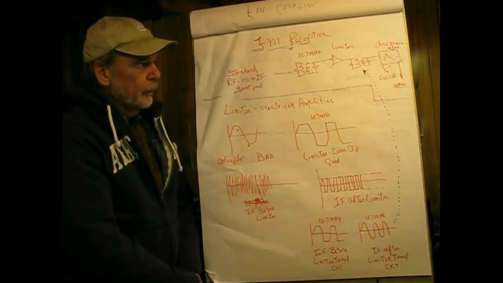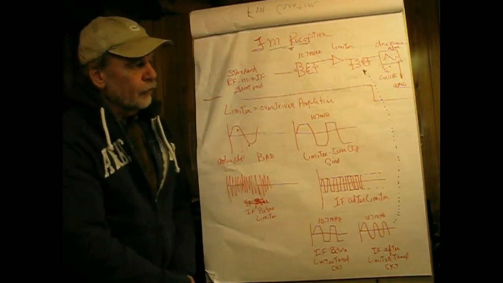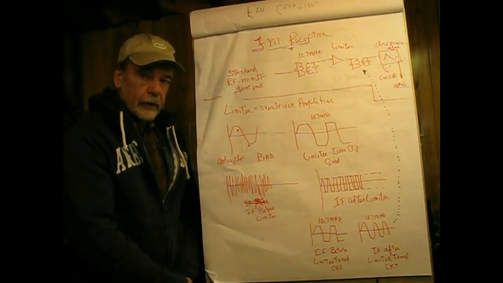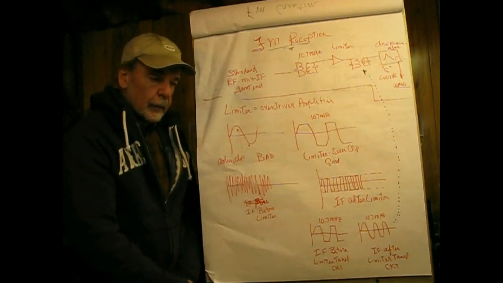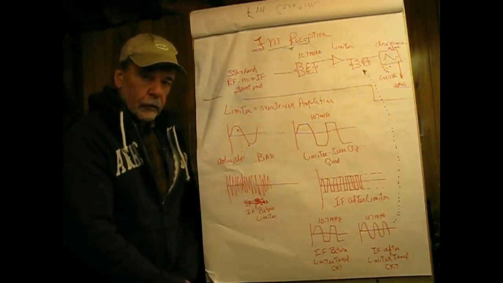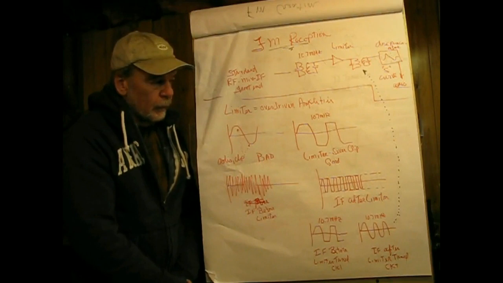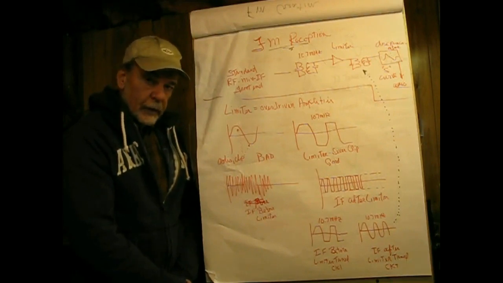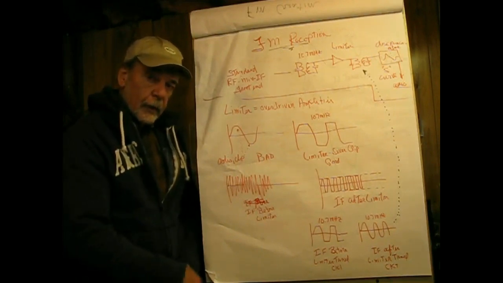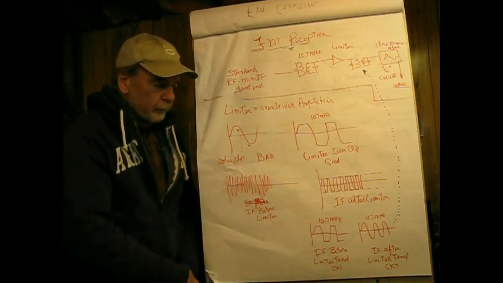So let's talk about the limiter a little bit. Sometimes discriminators can decode AM. They can detect it, and what that looks like in the signal is noise. So what a limiter does is it removes any amplitude variations in the intermediate frequency.